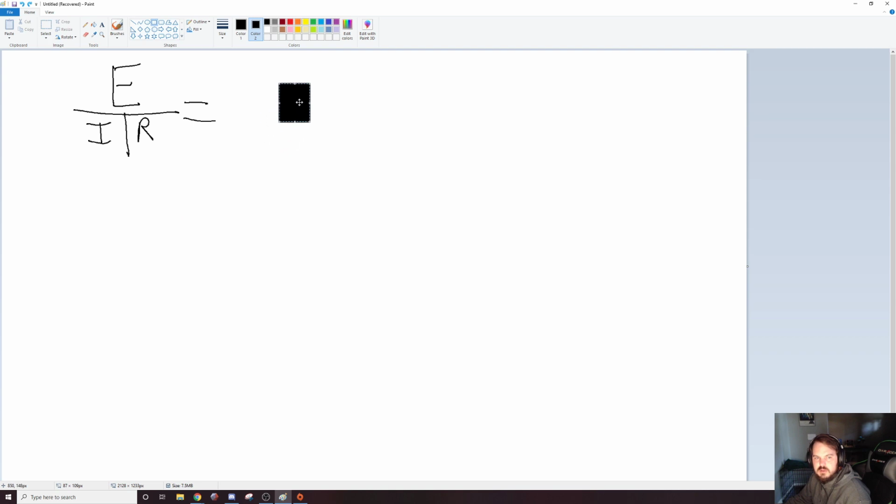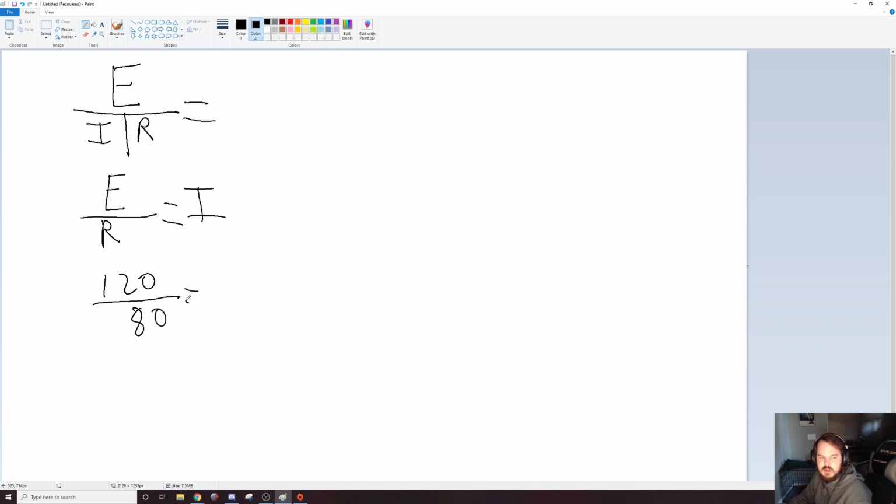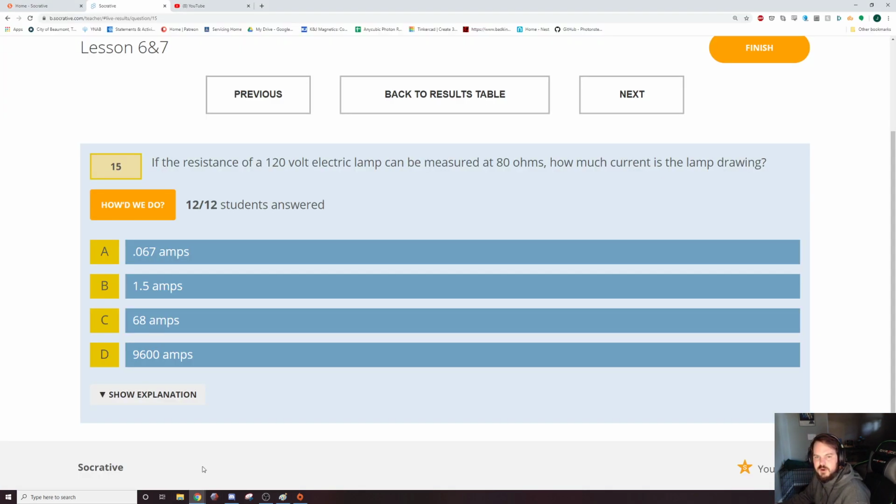So we are looking for I, so we're going to do that in another box. Let's get a pen. E over R equals I. So if E over R equals I, that would be 120 divided by 80, which gives you 1.5. That is the formula that we are working on here.